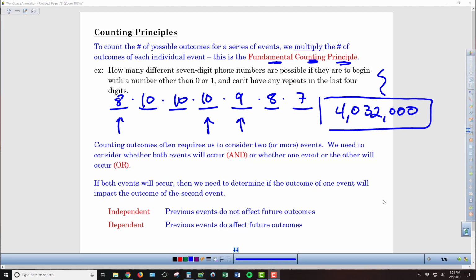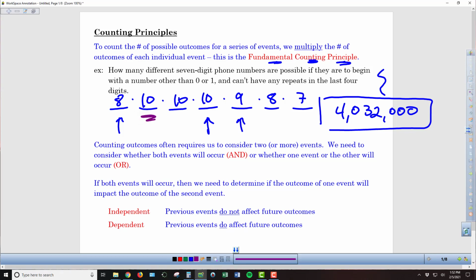Now, when we're counting outcomes for a series of events like this, we need to consider whether both events will occur or whether one event or the other will occur. Beyond that, if both events are going to occur, then we need to determine if the outcome of one event will affect the other.